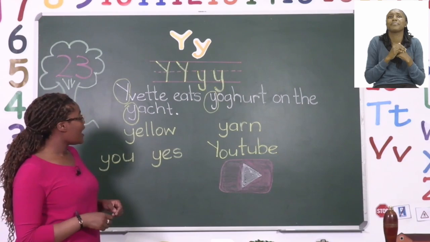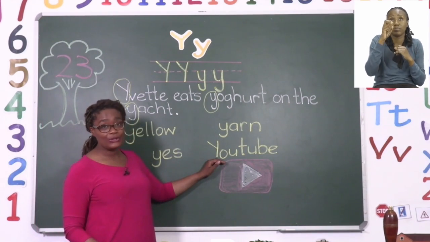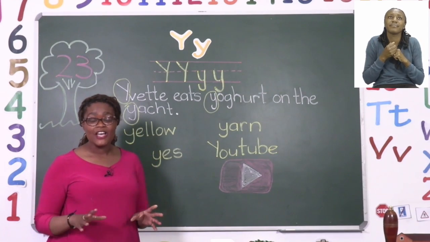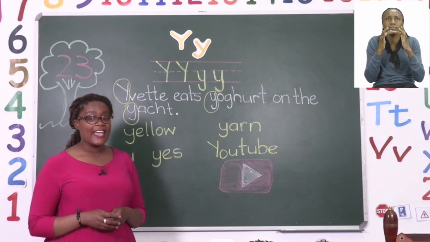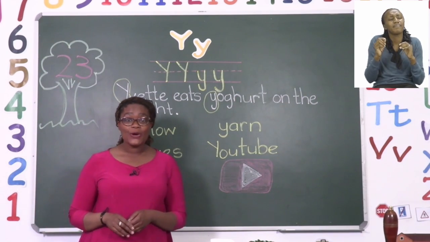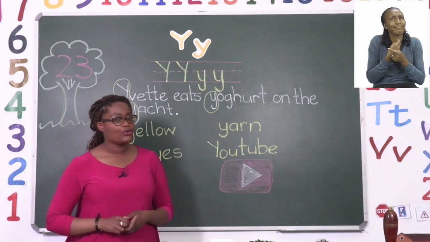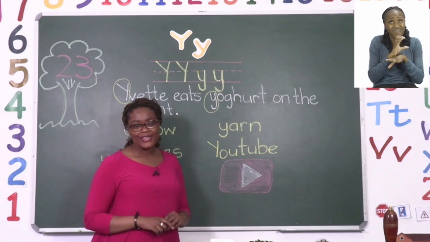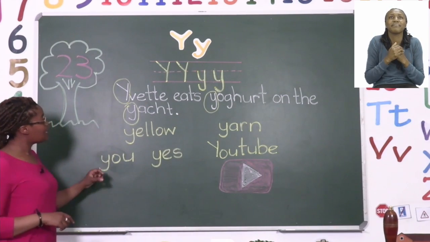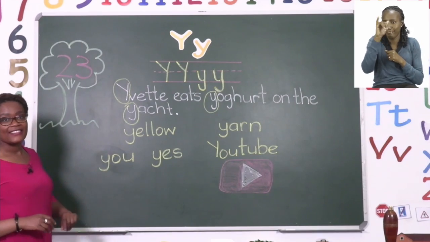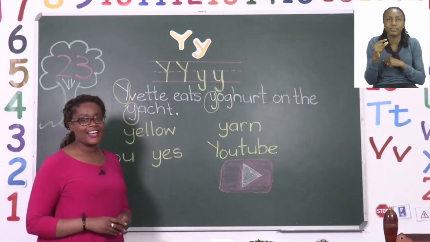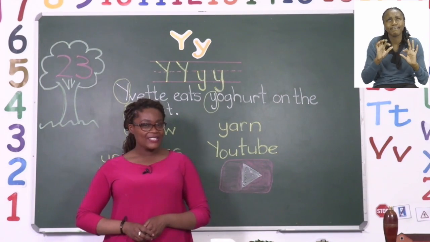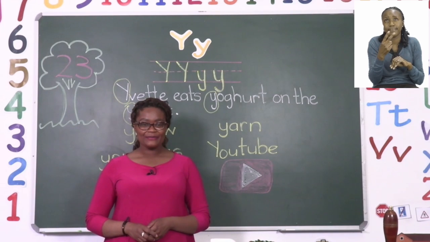Yes. And then we have one that I'm sure you all know, YouTube. Now, YouTube is a place on the internet that we can find beautiful games to watch and also cartoons. So I'm pretty sure you already know what YouTube is. This is the sign for YouTube. So these are our different words that have Y in them. Now I want you to complete the exercise by yourself. Take your time and color beautifully. I'll see you when you're done after the advert break.